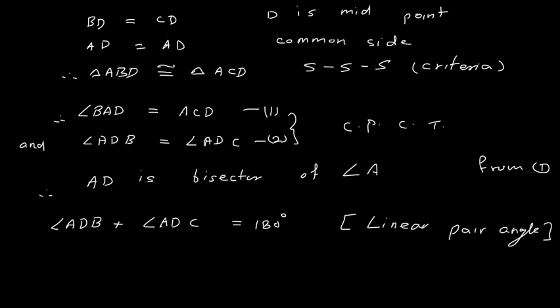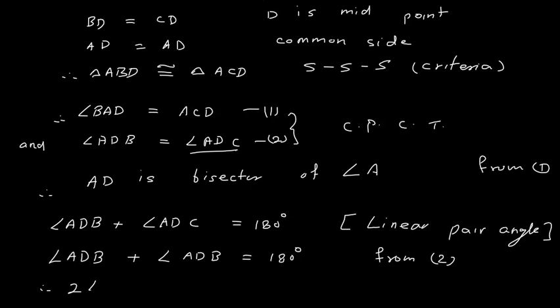Also from 2, these two angles are equal. So I will say that angle ADB plus this angle ADC, I will write as ADB only, plus angle ADB is equal to 180. I will say that this is from 2. So therefore 2 times angle ADB is equal to 180 degrees.